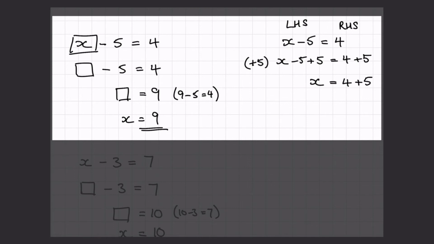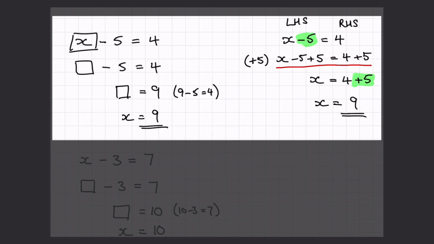Again, let's look at what's happened. We started with -5 on the left-hand side of the equation. To get the 5 from the left-hand side over to the right-hand side, we're going from -5 to +5. And of course, the answer to that is x is equal to 9.